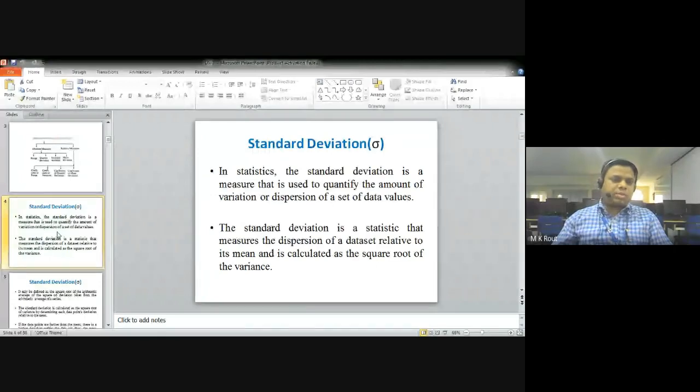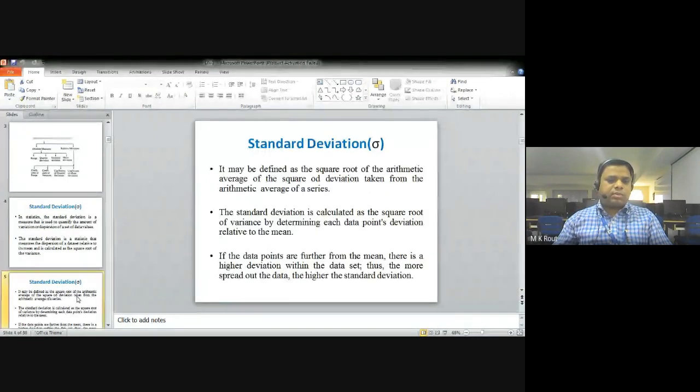Moving to the next part of the definition: standard deviation is a statistic that measures the dispersion of a data set relative to its mean, and it is calculated as the square root of variance. I repeat, standard deviation is a statistic directly applicable for measuring the dispersion of a data set relative to its mean, calculated as the square root of variance.